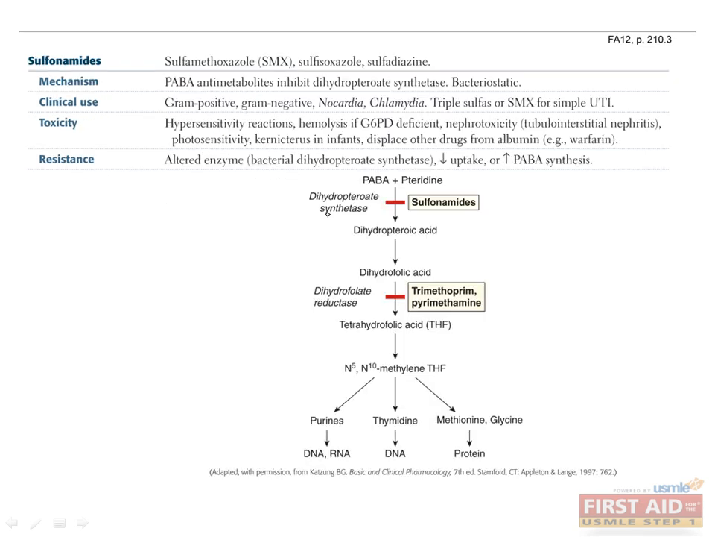The sulfonamides inhibit dihydropteroate synthetase by use of its PABA antimetabolites, which are bacteriostatic. They are clinically used for gram-positive and gram-negative organisms, as well as Nocardia and chlamydia. SMX is used for a simple UTI, and sulfadiazine is used in topical application against burns. It may induce hypersensitivity reactions, hemolysis in G6PD deficient patients, nephrotoxicity, and kernicterus in infants. Bacterial resistance is a result of an altered enzyme, decreased uptake, or increased PABA synthesis.